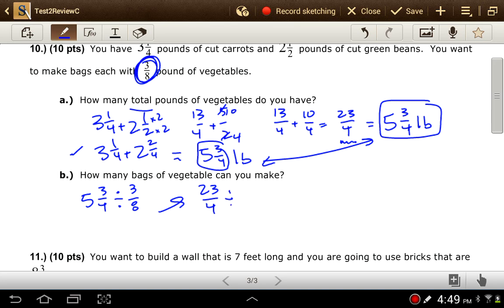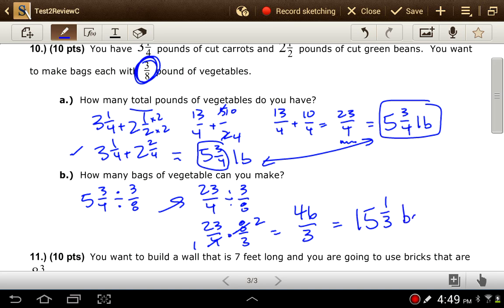Divided by 3/8. Turn that into multiplication. 23/4 times 8/3. I can cross cancel. This becomes 1. That becomes 2. That's going to give me 46/3, which equals 15 1/3 bags of vegetables. Okay, how many bags? You want to make bags. Oh, how many bags? Here we go. How many bags? 15 1/3 bags. Okay, I'm going to move on to my next question.